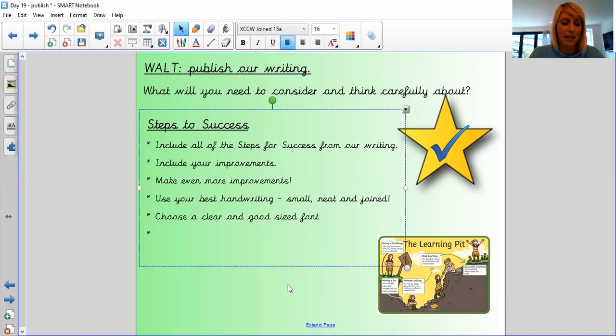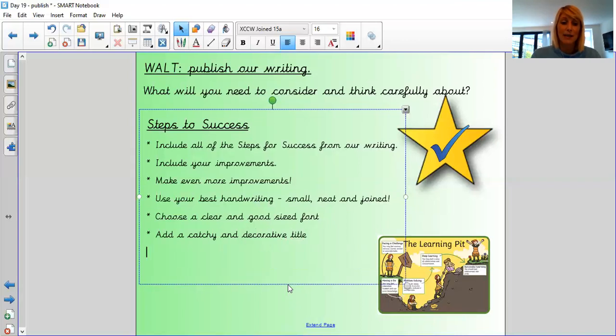The other thing I want to say is add a catchy title, something like that. Add a catchy, and I'm going to put decorative title. So if you're typing this out, you can use word art for your title. That would be really nice. If you are writing this out, then you could perhaps do bubble writing or just larger font to actually show your title really clearly, okay?